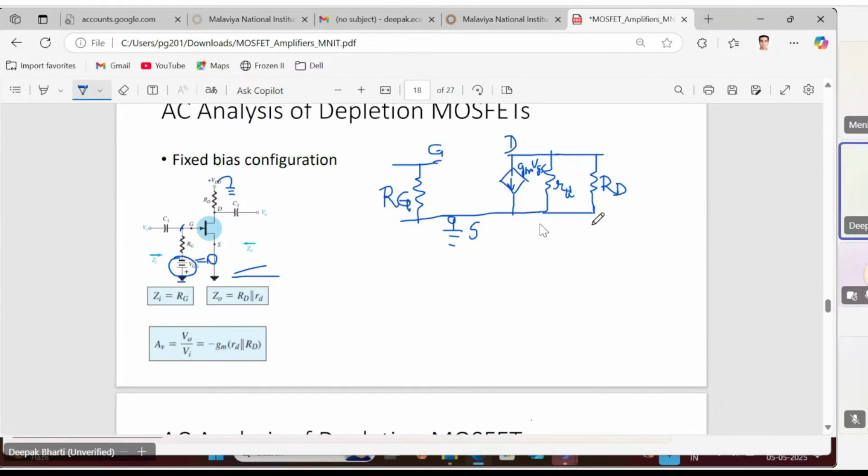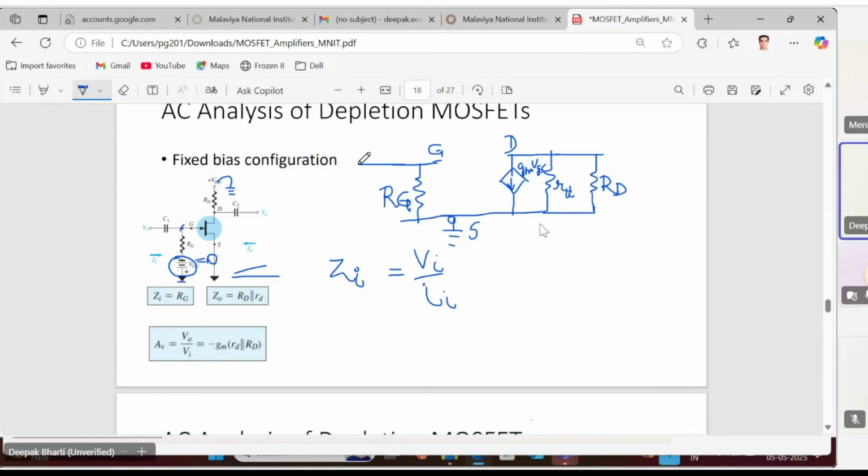There are three important parameters that we generally determine in the AC analysis. First one is the input impedance. Second one is the output impedance. Third one is the AC gain. So let's try to find out each of the parameters one by one. The ZI. What is ZI? ZI is the ratio of VI to II.